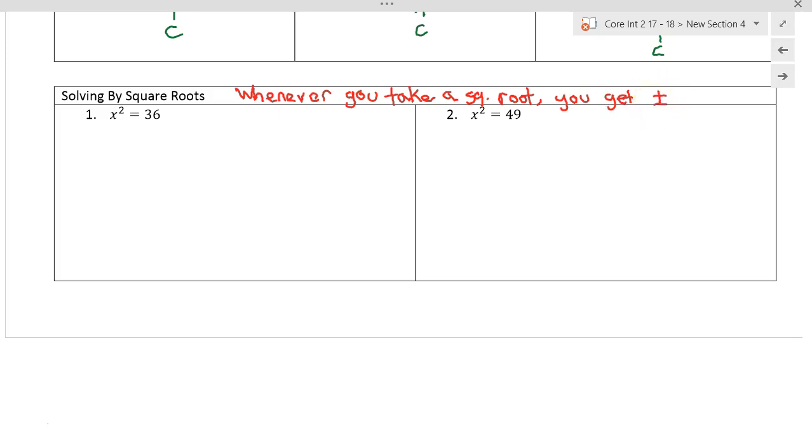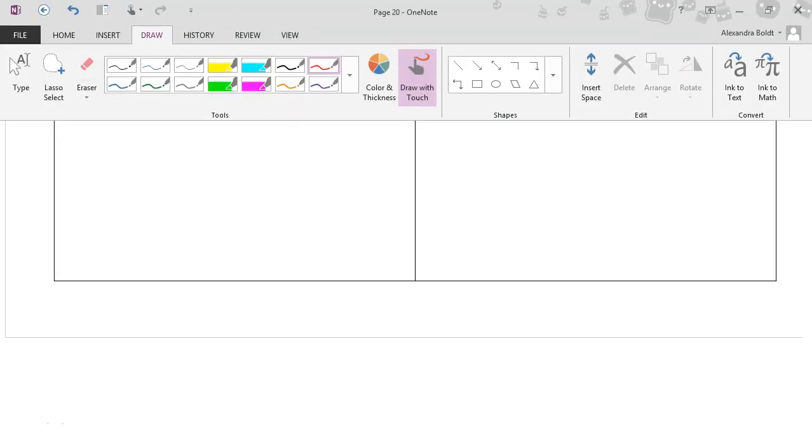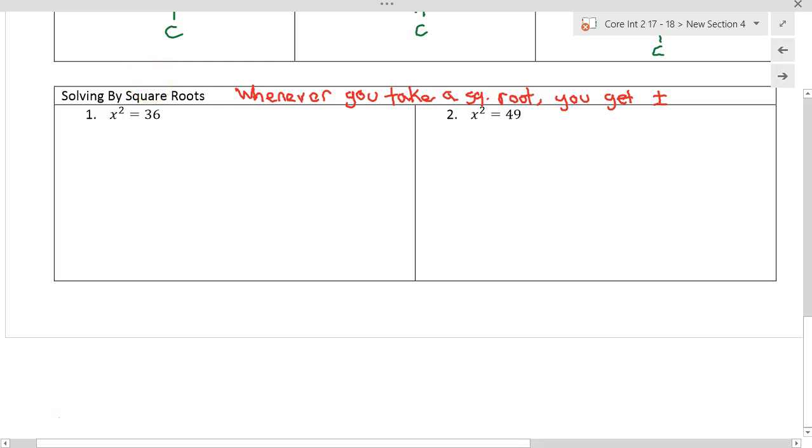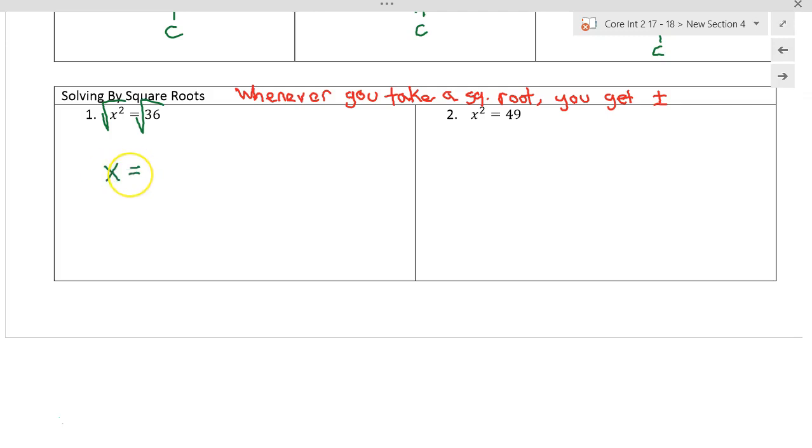And that's what that symbol is. It's a positive and negative, or plus and minus. So it's just an addition sign and a subtraction sign stacked on top of each other. Okay? So whenever you take a square root, we're going to put that symbol out in front. Looking at number 1, the first thing I'm going to do is take the square root of both sides. The square root of x squared is x, and the square root of 36 is 6. You can always use a calculator to help you out. But then I need to put that positive negative sign in front of the 6. So x equals positive negative 6.